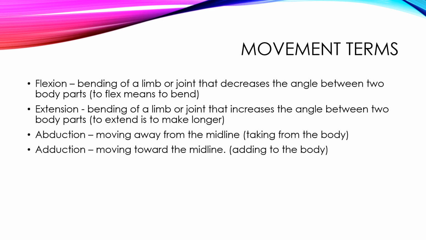Alright, so flexion. This is the bending of a limb or joint that decreases the angle between the two. So to flex means to bend. Extension, this is the bending of a limb or joint that increases the angle between the two parts. So flexion is to the body. Extension is away from the body.